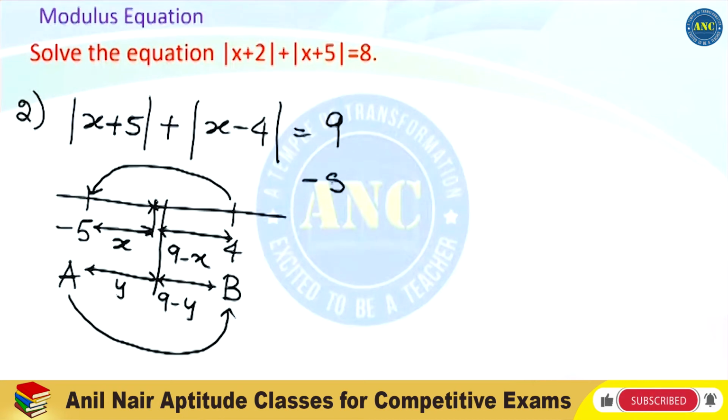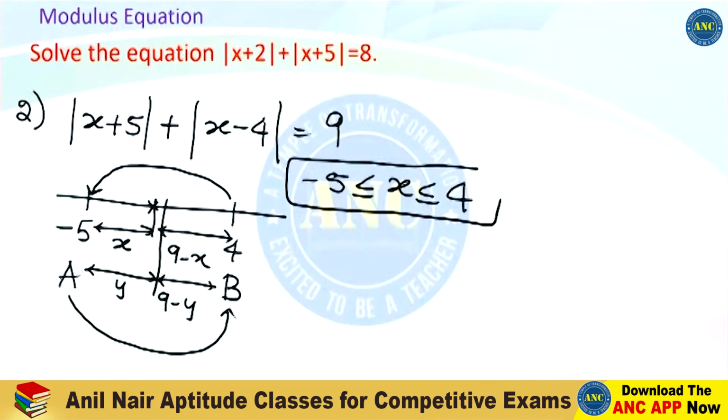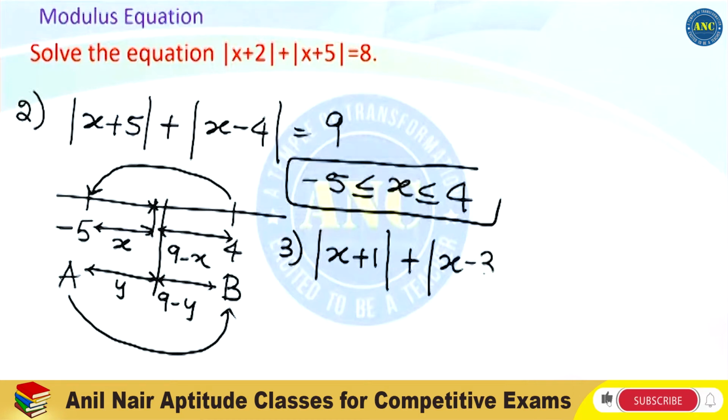So the answer is minus 5 less than or equal to x less than or equal to 4. Idea clear, right? Minus 5 less than or equal to x less than or equal to 4. Again, one more example: mod x plus 1 plus mod x minus 3 equals 4.